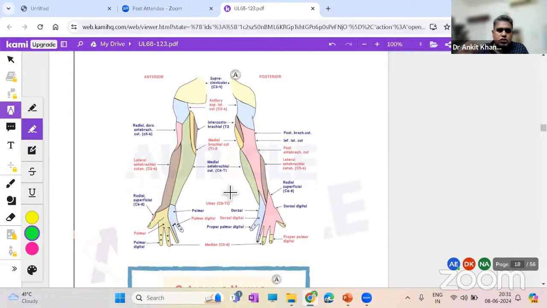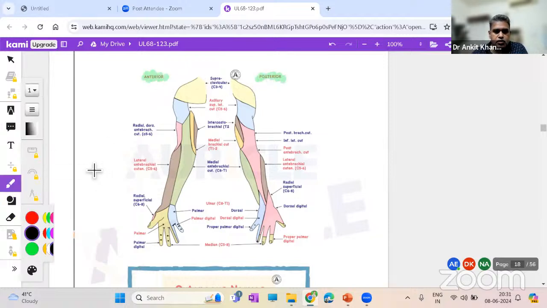I will help you to label the nerves. This is the anterior image, that's the posterior image. Let's start with the anterior image over here. In the anterior image, they are showing us this is the shoulder region. Which nerve? Supraclavicular nerve. Root value C3-4. So you have C3-4 over here.